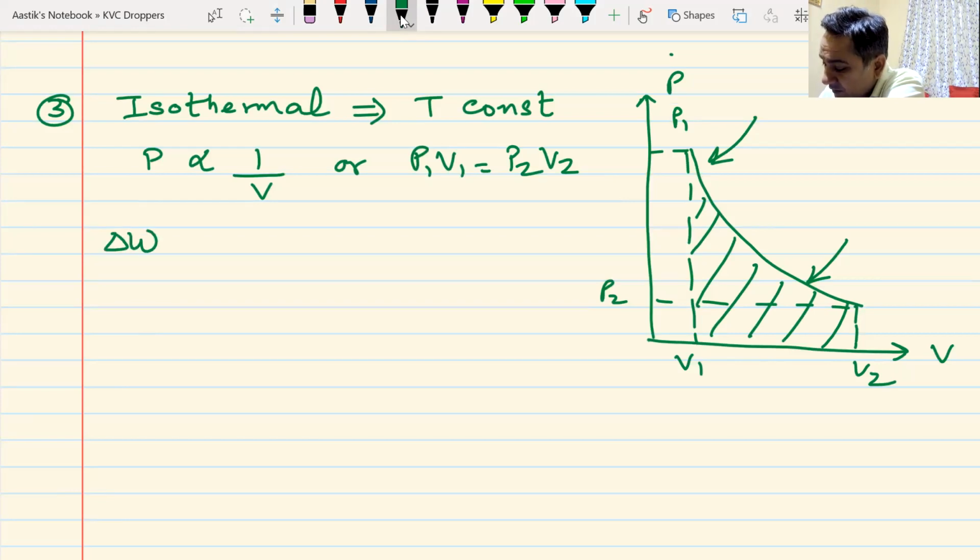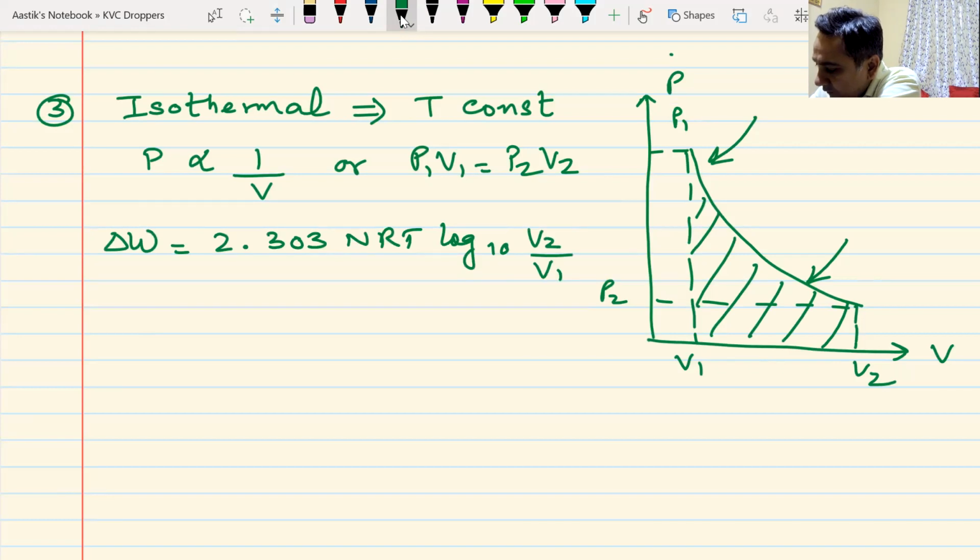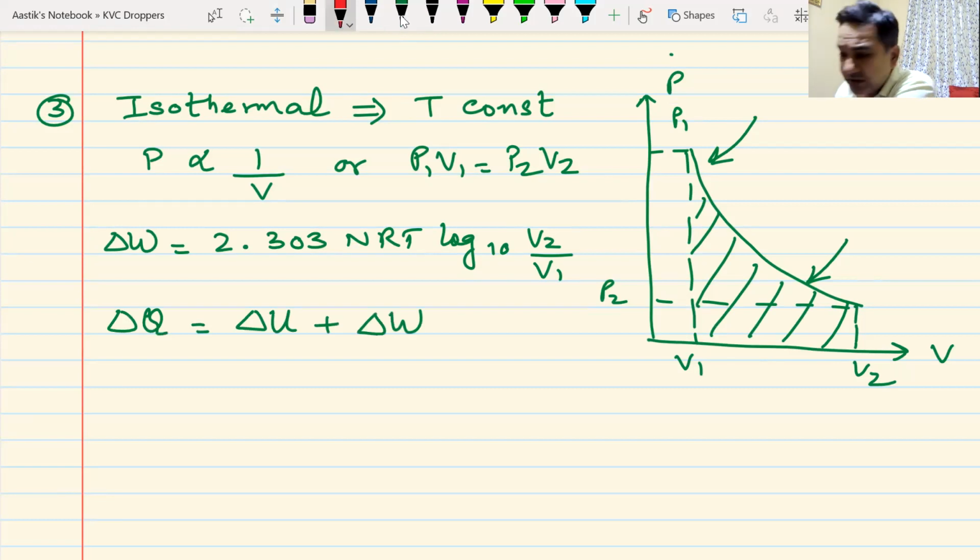And we had seen some 1000 different formulae for finding out the work done. I am just writing one of those, 2.303 nRT log to the base of 10 V2 by V1. We had seen different variations of the same formula. Then if I write delta Q, first law of thermodynamics is delta U plus delta W. In this case, the change in internal energy is 0. So delta Q becomes equal to delta W. Do we all recollect this much?